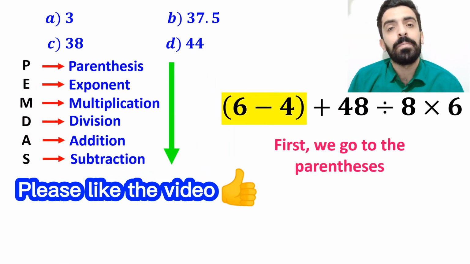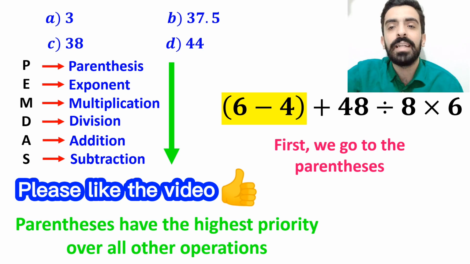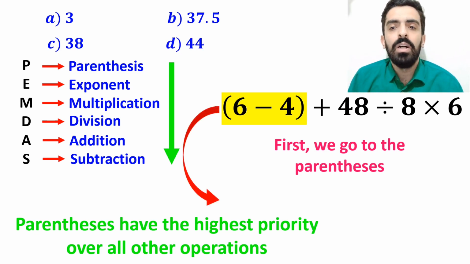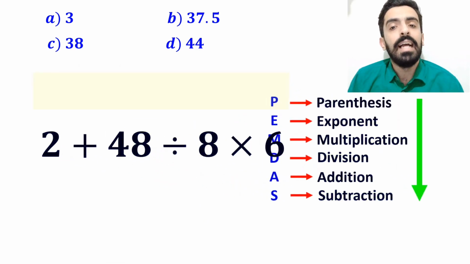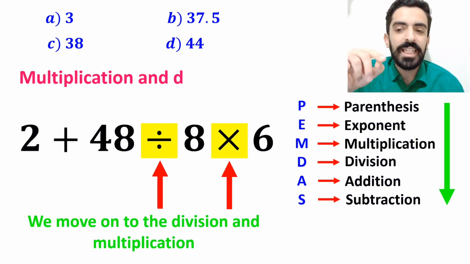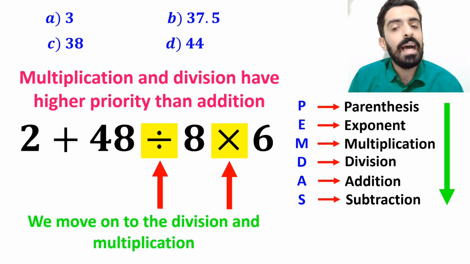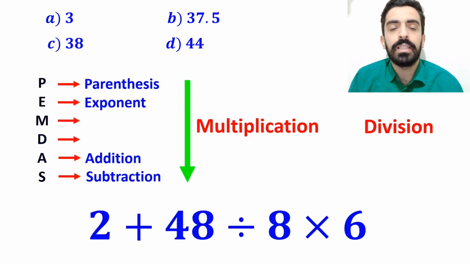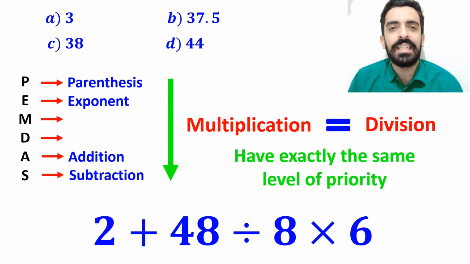Okay, first we go to the parentheses because according to the PEMDAS rule, parentheses have the highest priority over all other operations. So, we can write this expression as 2 + 48 ÷ 8 × 6. In the next step, we move on to the division and multiplication because multiplication and division have higher priority than addition. However, it's very important to note that multiplication and division have exactly the same level of priority.